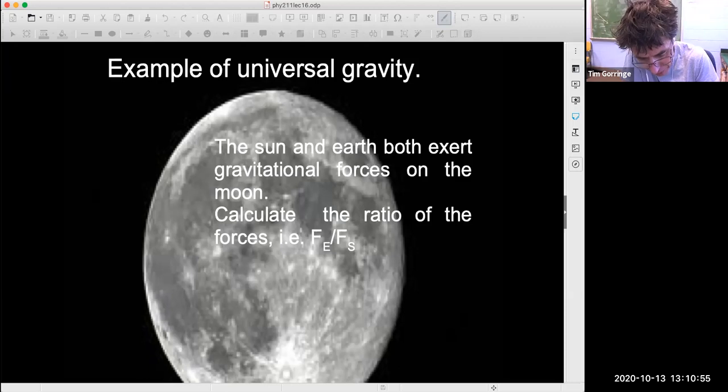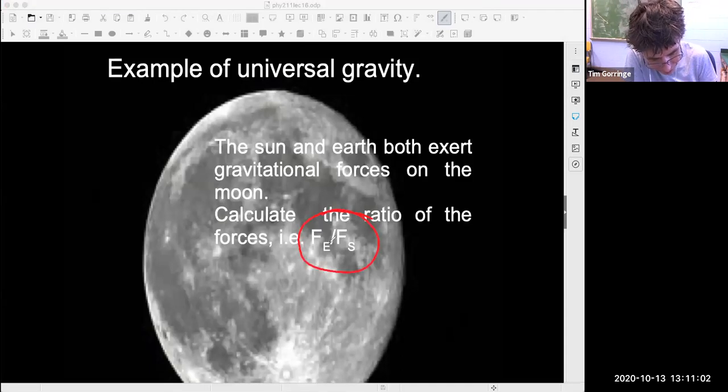And so we're actually going to calculate in this problem this ratio here. Fe is the Earth's force on the moon. Fs is the sun's force on the moon. And it's an interesting question. Well, now we know from universal gravity that both the sun and the Earth are exerting forces on the moon. Does the sun or Earth create a bigger force? Let's compare them.